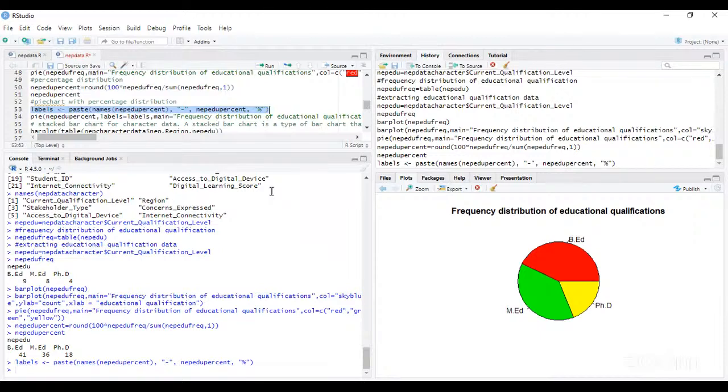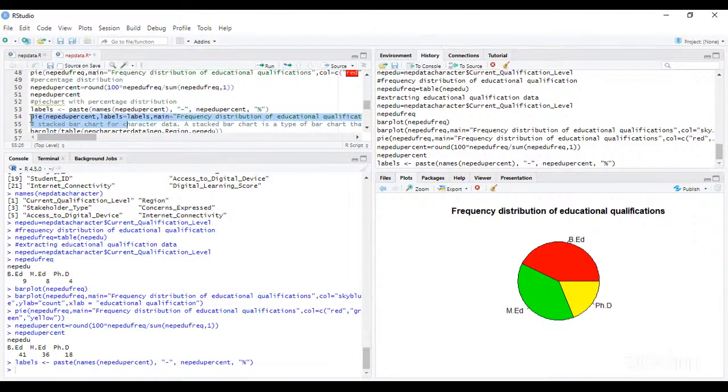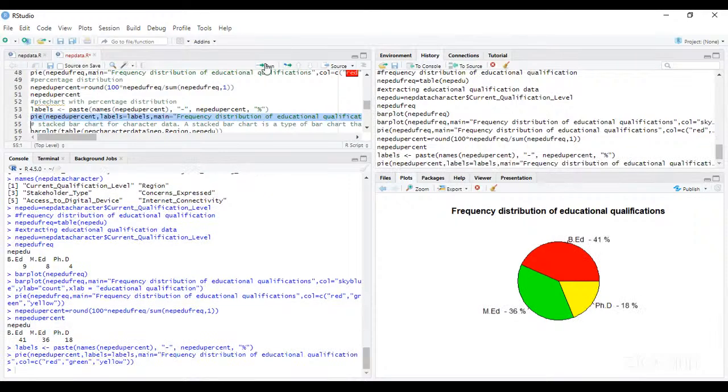But just a minute, ma'am. Why do we add this percentage? It's not showing in the pie diagram. I'll tell you. Ma'am, now you select the 54th line. You select the 54th line, only the 54th. Run. Now got it? So in this way, you add percentage, you add different colors.